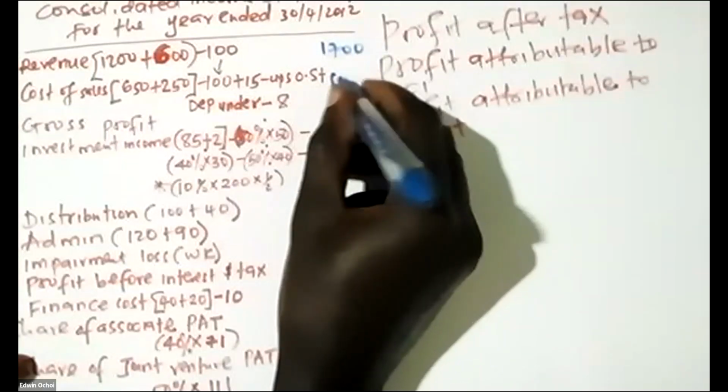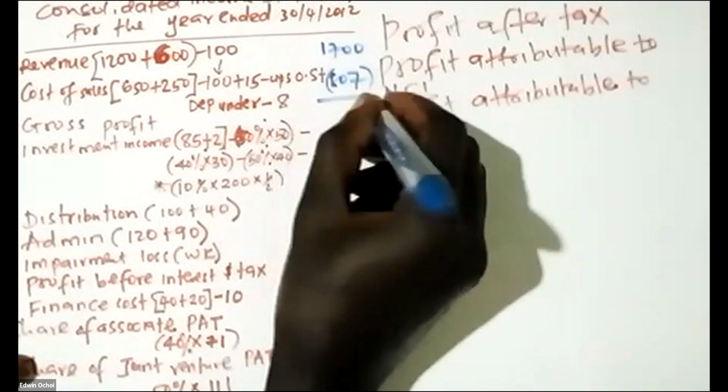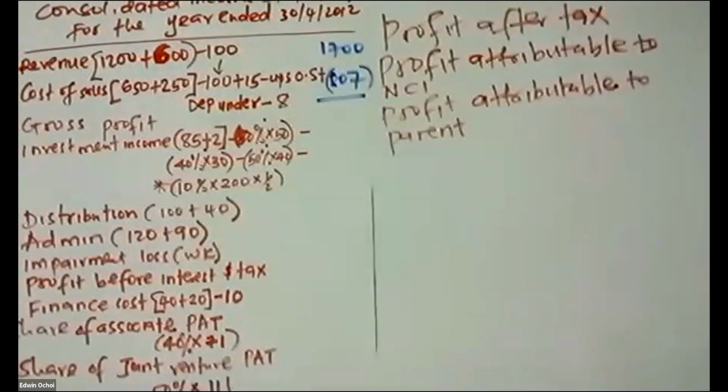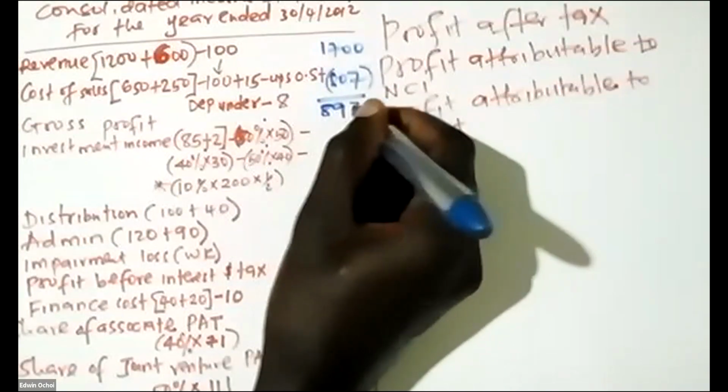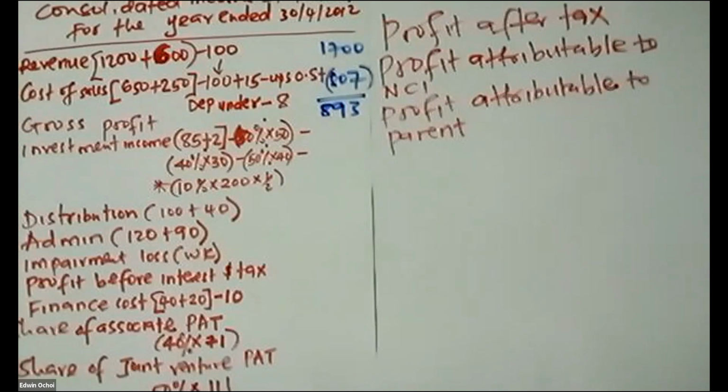So that is 807. So if you subtract the two, 1700 minus the answer, this is 893. Then investment income, after you have subtracted now the dividends and interest which was paid by investee companies.